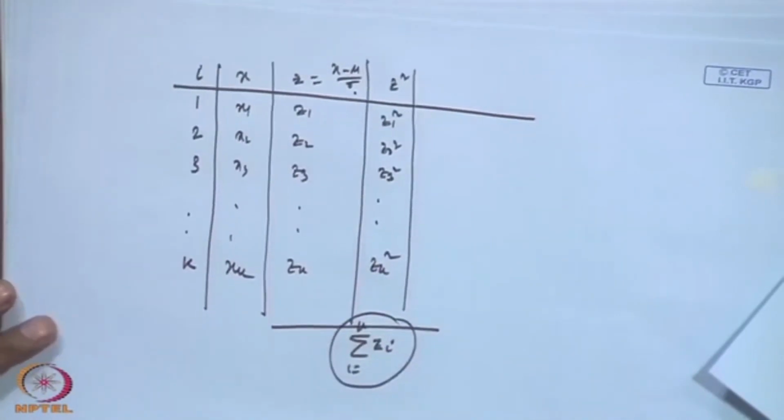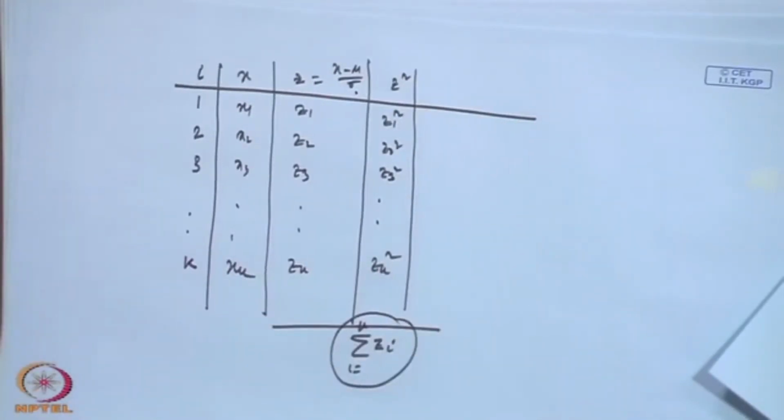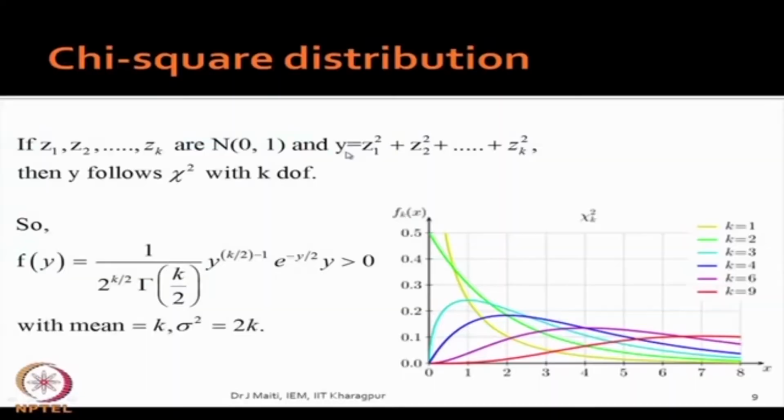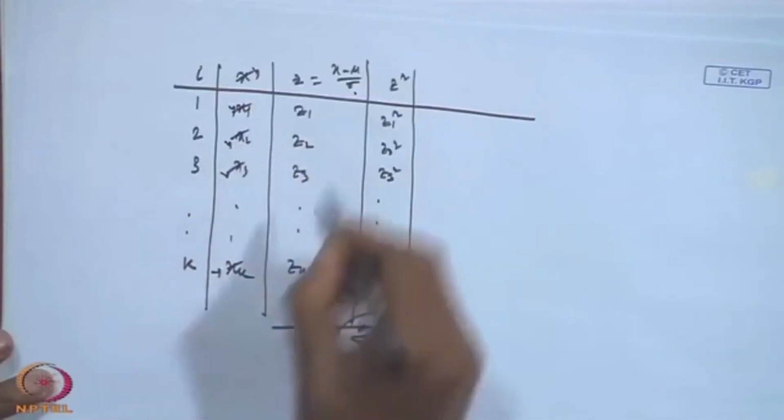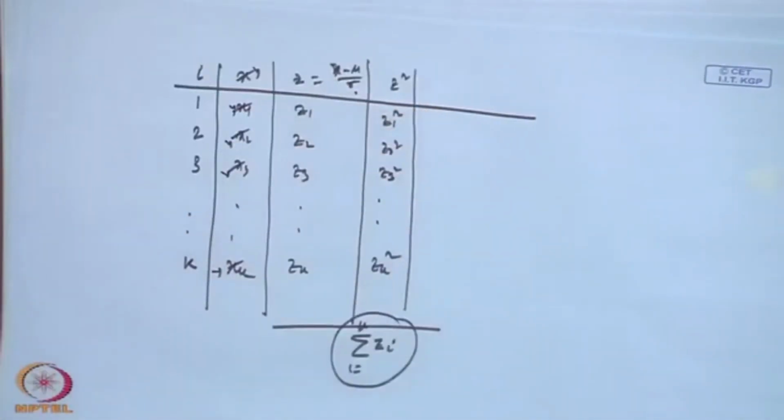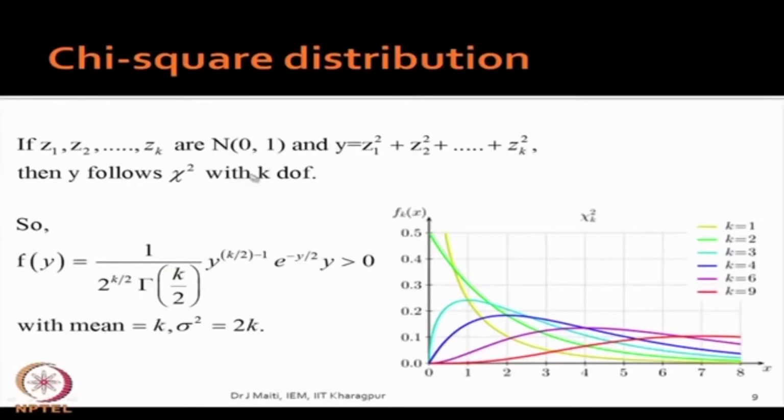This is also a statistic, because this is the linear sum of the squares of the values of the unit normal variable. Then this quantity y, what you have created here, follows the chi-square distribution with how many degrees of freedom? K degrees of freedom. So, what is the essential learning here?